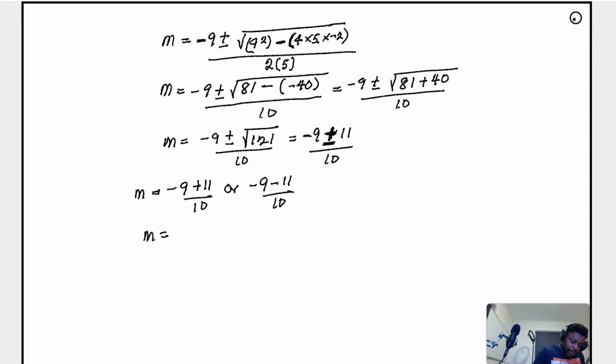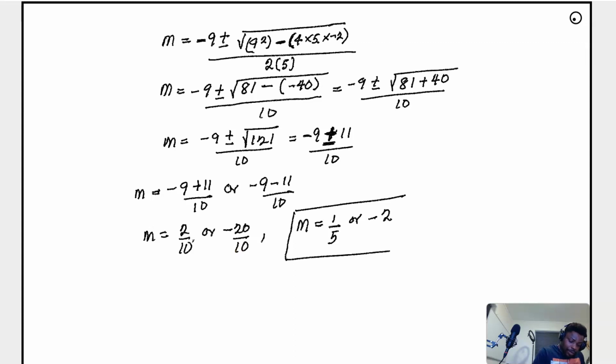So m is, what is minus 9 plus 11? That is 2 over 10. Minus 9 minus 11, that is minus 20 over 10. So here, m is equal to, here 2, here 1, 2 here 5. So that is 1 over 5, okay? Or 0 cancels 0. So 10 here, that is minus 2. So m is equal to 1 over 5 or minus 2.